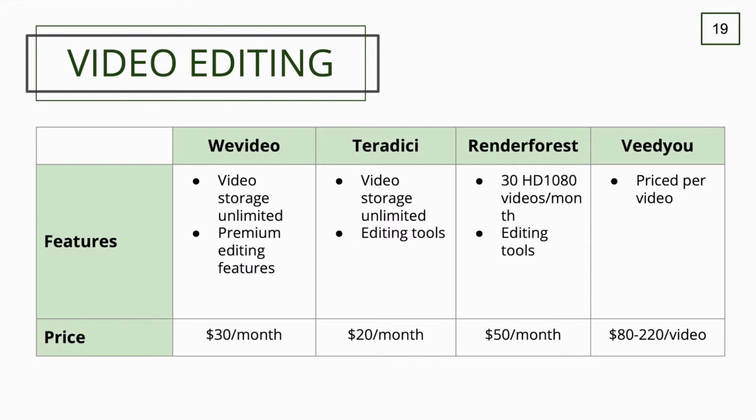The next one is TeraDSC. This is a cloud video editing software from Amazon, and the video storage is unlimited and it has editing tools, but it's not as bright and it doesn't have that many editing options like vVideo. You can buy the Access Plus and it costs $20 a month. It's okay for its price, but it's not the best.